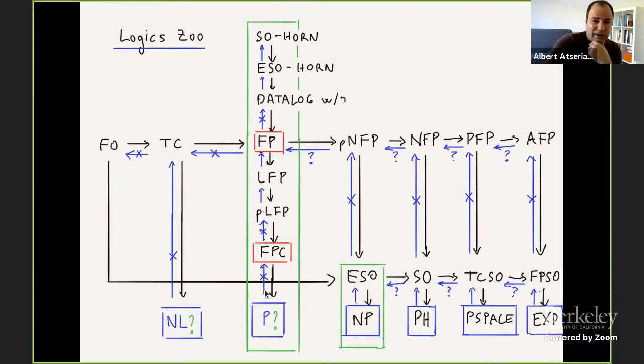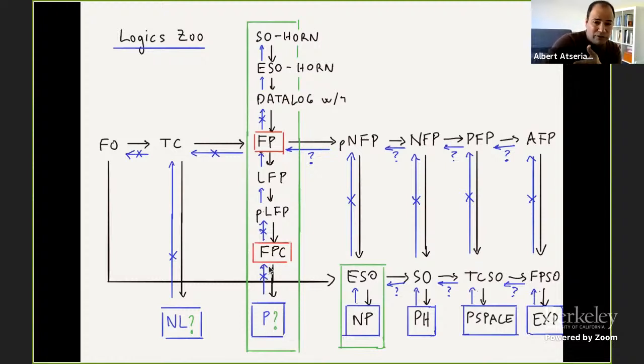All right, so here's my zoo again. We have first order logic down here and existential second order here. And we have, okay, these question marks, what do I mean here? Well, I have question marks because we don't know of a logic that corresponds exactly to isomorphism invariant polynomial time. In the same way that we know a logic that corresponds to isomorphism invariant NP, we don't know one for polynomial time, we don't know one for non-deterministic log space. So it seems that there is a dividing line between P and NP, at least as far as we know today, in the possibility of capturing precisely the isomorphism invariant fragment of that complexity class.